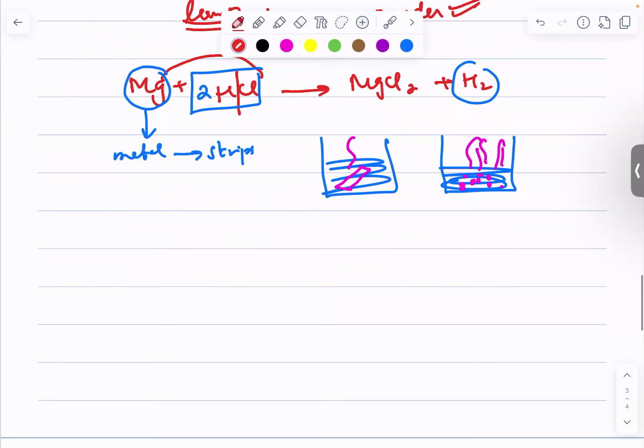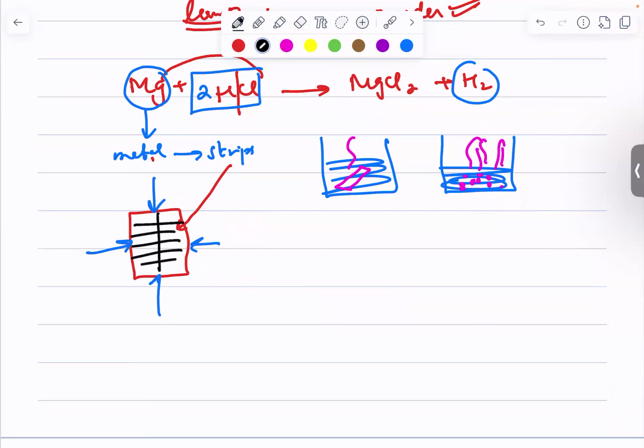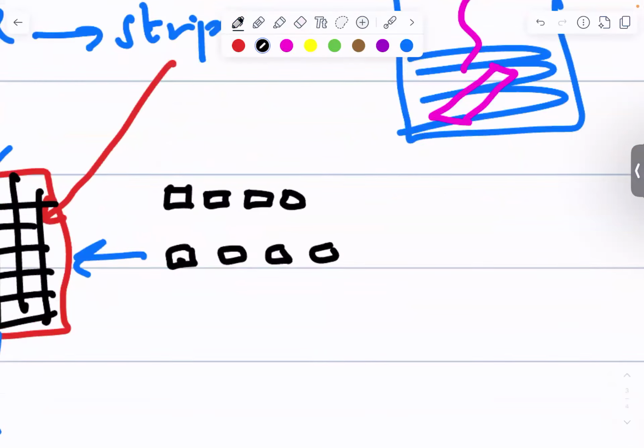For this, I'll give you an example. If you take this much block, that is the strip, and then you divide it. Now, where can the acid react? 1, 2, 3, 4. On these 4 sides, acid could react. Now, if I divide it, if I make a powder of it, now look how many small particles I am getting. Are you getting my point? Now, what is going to happen?